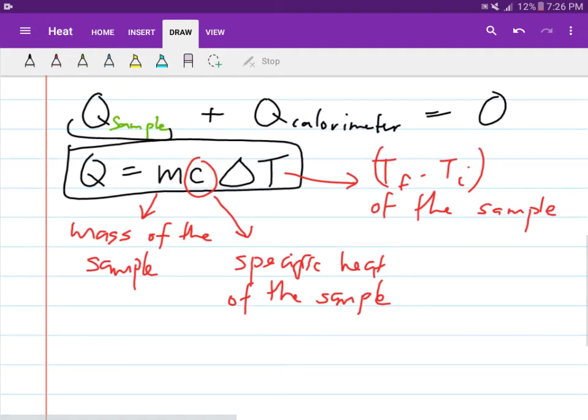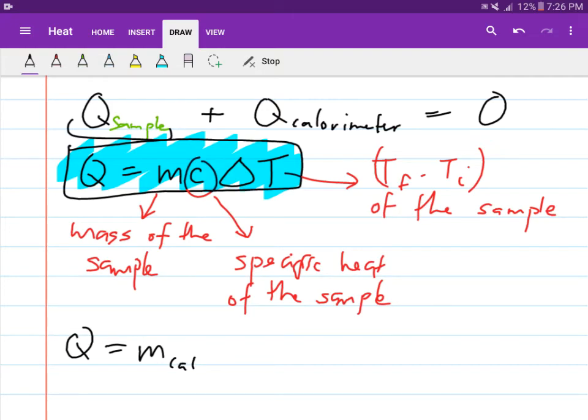Of course, this formula also applies for the calorimeter. So if you want to use this formula for the calorimeter, you will take the mass of the calorimeter times the specific heat of the calorimeter times the change in temperature of the calorimeter.